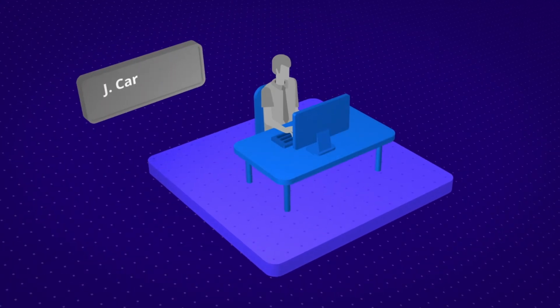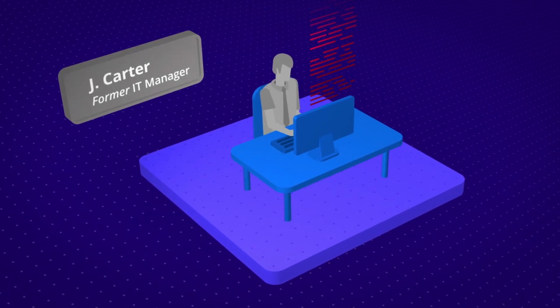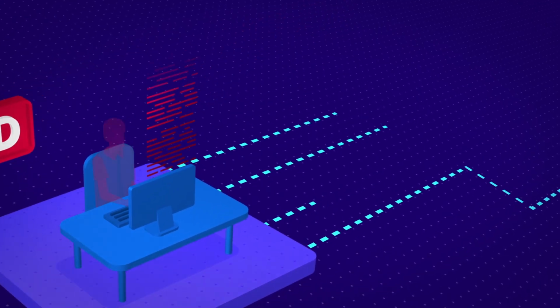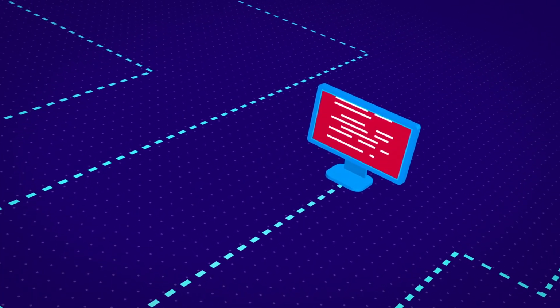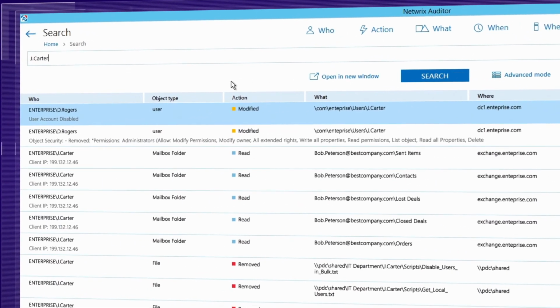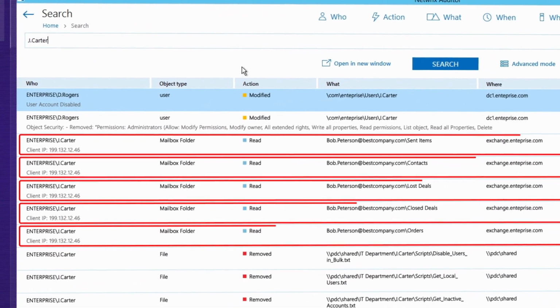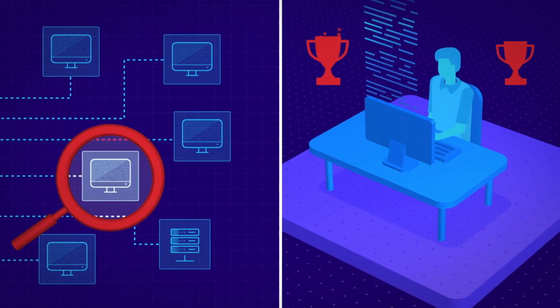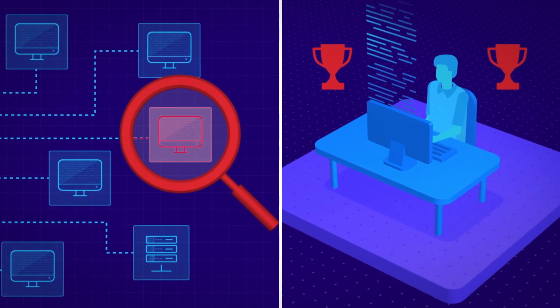Wait a minute. J. Carter is the IT manager that got fired. This is looking more and more suspicious. What if J. Carter performed other illicit actions in any of Best Company's IT systems? And here we are. He also accessed the CEO's mailbox right before his account was disabled. Looks like Rob has just successfully uncovered 2 security incidents.